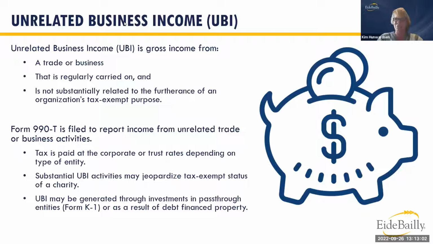In this case, there's really no bright line test for what is substantial, but most practitioners will say about 15% of the organization's revenues or activities coming from an unrelated activity could be jeopardizing. And there are some alternatives that you can do if you got into that situation. Where we see a lot of unrelated business income come into play is when we have investments in pass-through entities, like partnerships and S corporations, or as the result of debt financed property. Those are going to be things we talk about as we go through the rest of the seminar that we might make sure you keep in mind.